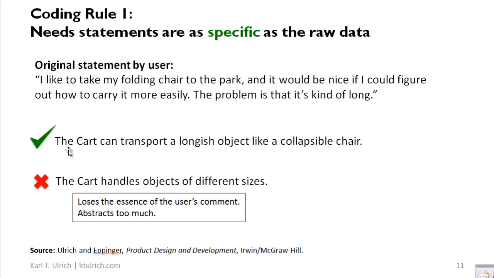A better way to say it would be, the cart can transport a longish object like a collapsible chair. There's really no reason not to express the need exactly as the user said it, in language as close to what the user actually said. That's the way you best, most effectively communicate what you heard from the users to others. So that's coding rule 1. Need statements are as specific as the raw data.